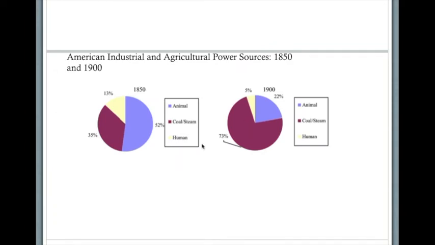If you look at these two charts, you can see that the amount of coal used increased extensively by the time you reach 1900. In 1850, it was primarily animal power sources such as oxen, horses, etc. And then by the time you get to the 1900s, it is primarily coal and steam.